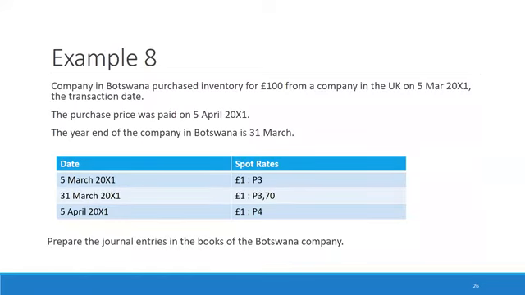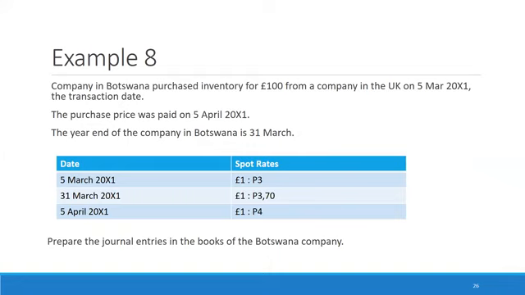When looking at example 8, this question tells us that a company in Botswana purchased inventory for £100 from a company in the UK on the 5th of March 20X1 being the transaction date. The purchase price was only paid later on the 5th of April 20X1, and the year end of the company in Botswana is 31st of March.